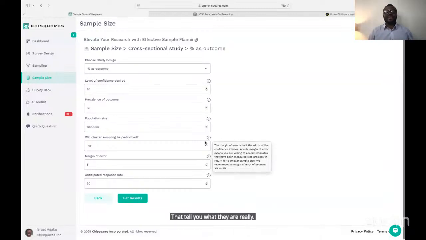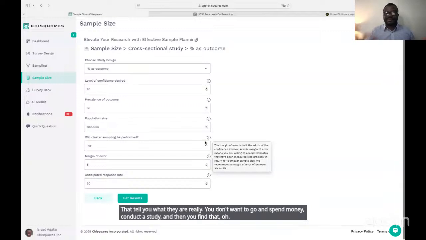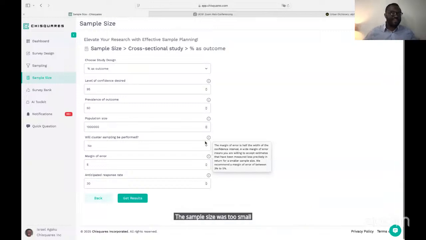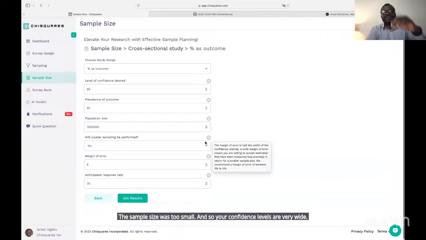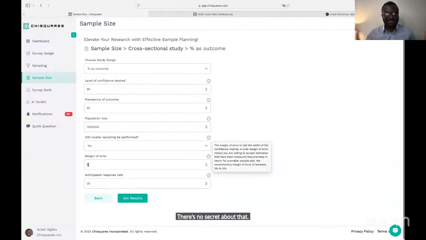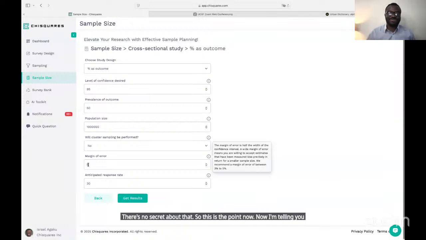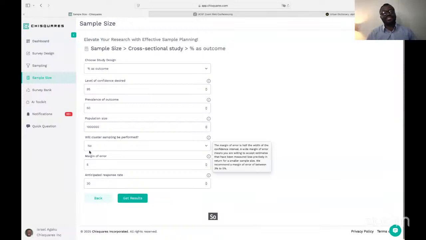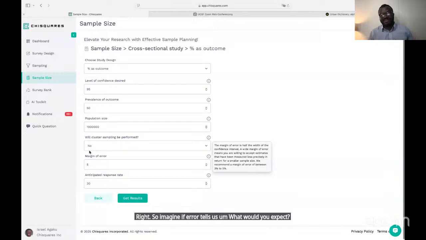You don't want to go and spend money, conduct a study, and then find that the sample size was too small, and so your confidence intervals are very wide. And you're like, oh, if only I had known. Well, you could have known before. It's not a secret. There's no secret about that. So this is the point now. Now I'm telling you, so you won't say, I didn't know, right? So margin of error tells us what we should expect, how wide our confidence intervals will be.